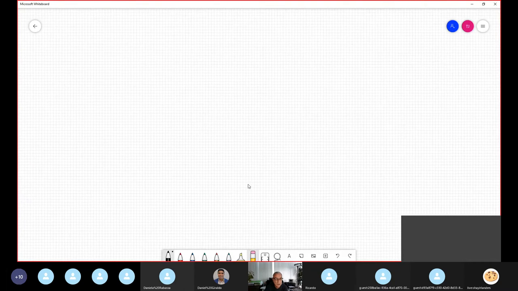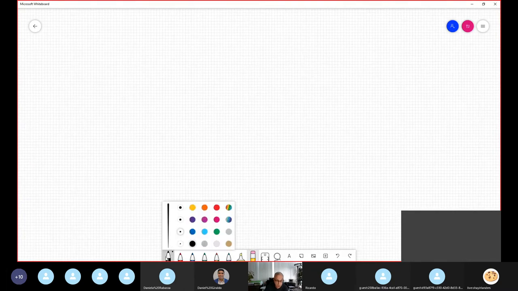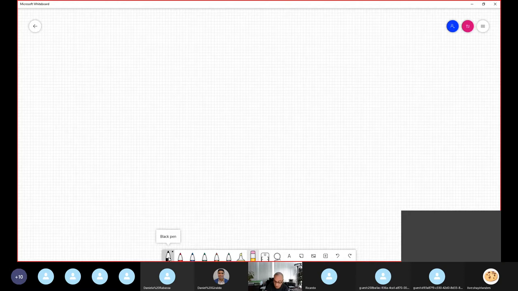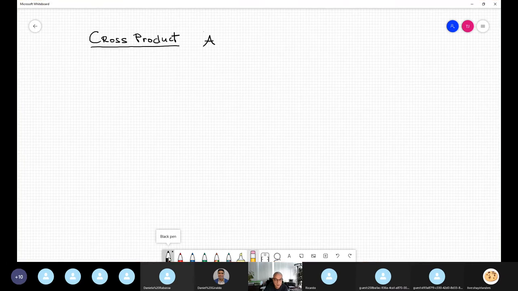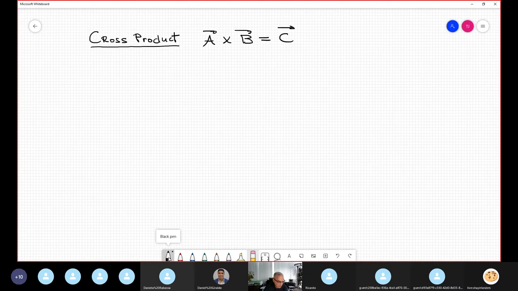Okay. Now let's move on to the cross product. There's another kind of product between vectors. The notation that we use is A cross B equals another vector. When you multiply using the cross product, the answer is a vector. In the dot product, the product is a scalar, and the cross product is a vector. But this vector has a specific characteristic that I want to explain in a few minutes.